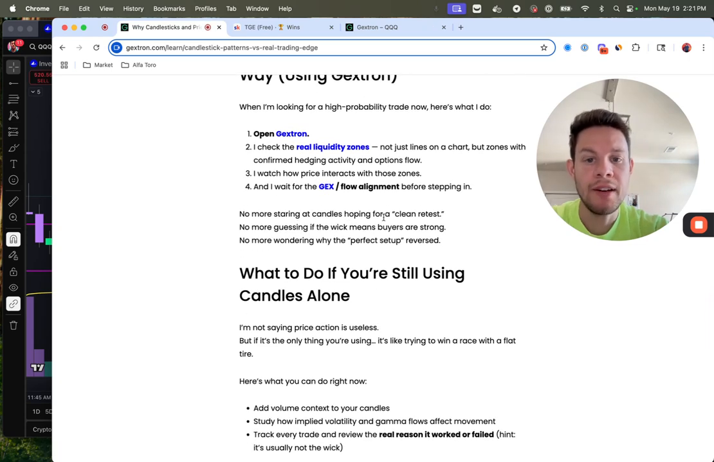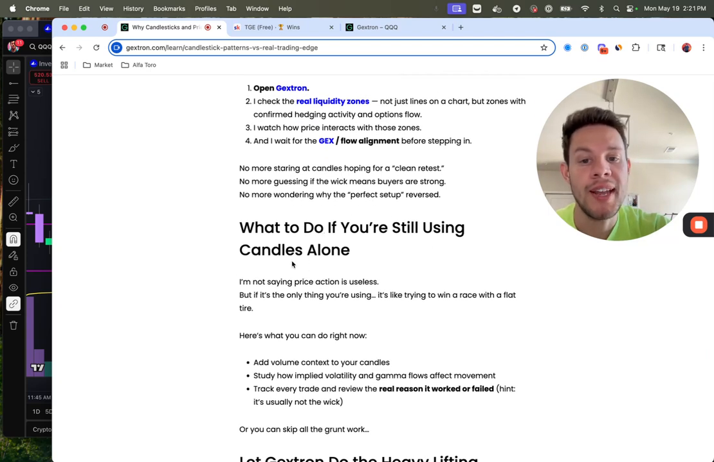So no more staring at candles hoping for a clean retest. Okay, the whole retest stuff doesn't work. No more guessing if the wick means buyers are strong. No more wondering why perfect setups get reversed. What to do if you're still using candles alone.